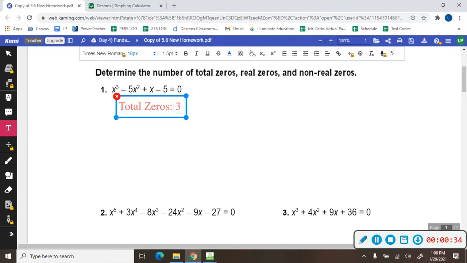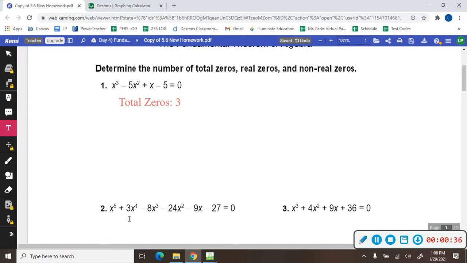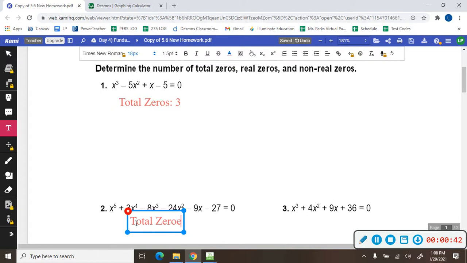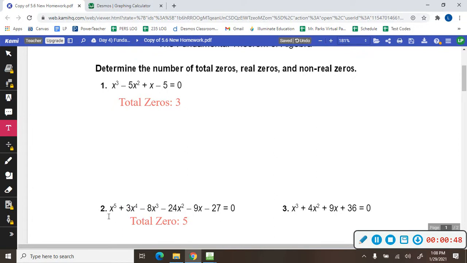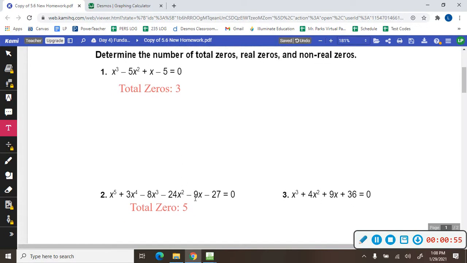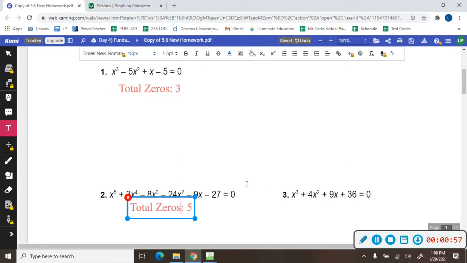Okay, let's go ahead and do that on the other two. How many total zeros here? I would say, well, there's a 5, 4, 3, 2, 1. So I would say total zeros is 5, because that is the highest exponent. It's not always the first term. Be careful. Here, total zeros, and I should make that plural, total zeros would be 3. Okay.